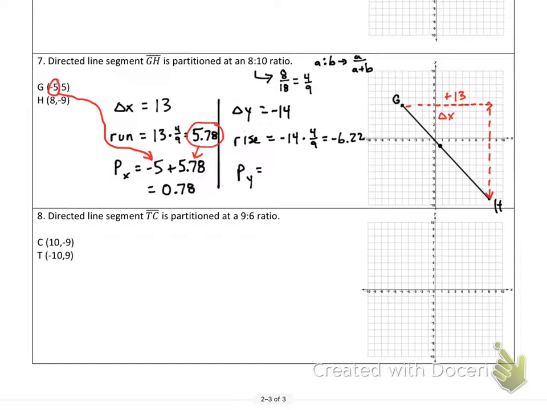All right, so P sub Y. We're going to take what value first? There you go. I'll take that initial Y value, and that's going to be 5. I'm going to add what to it? We'll add the rise, so negative 6.22. And that gives me a P sub Y of, there it is, negative 1.22.